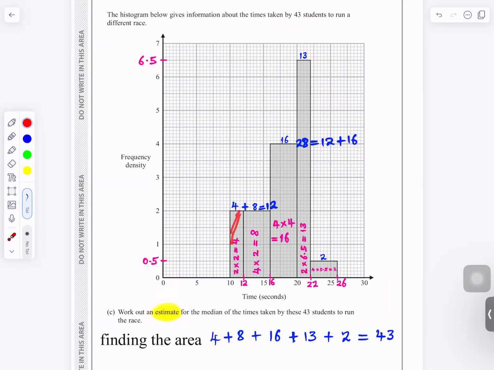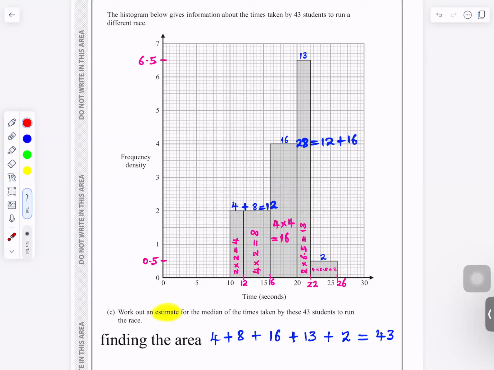So we want the area of the first bar. The area is length times width. So it's 2 times the height, which is 2. 2 times 2 is 4. The second bar is 16 minus 12, which is 4. So it's 4 times 2, 8. The next one, 20 minus 16 is 4, times 4, 16. The next one, 2 times 6.5, and the next one, 4 times 0.5, which gives you 2. You add all of them, you'll get that 43.